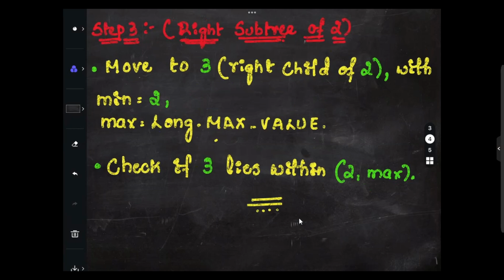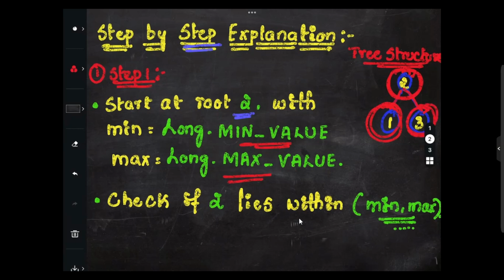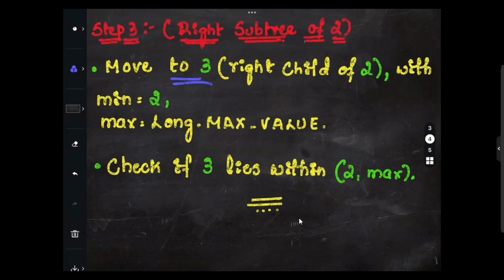So we have already checked the left subtree of 2. Now we will be checking the right subtree of 2. So we will move to 3. When I say we will move to 3, I am speaking of this one. We will move to 3, the right subtree of 2, right? So this is fine. Right child of 2 with min equals 2.